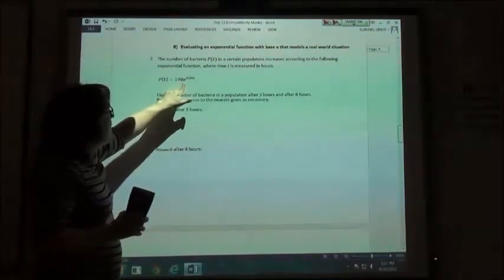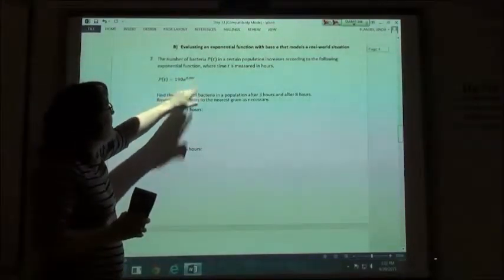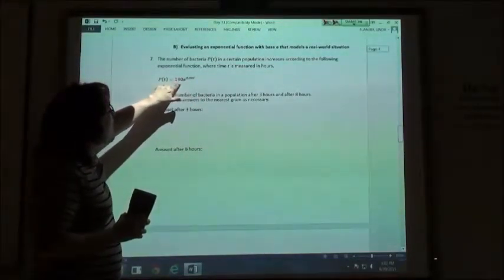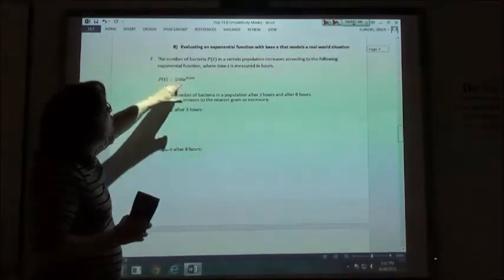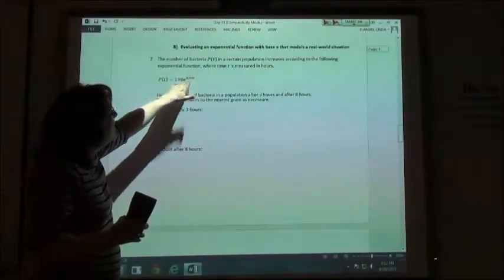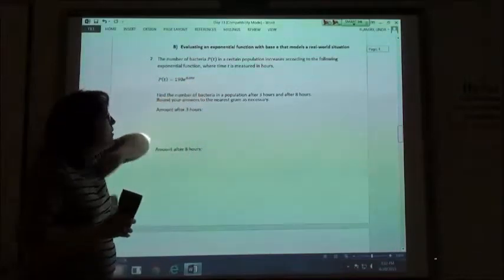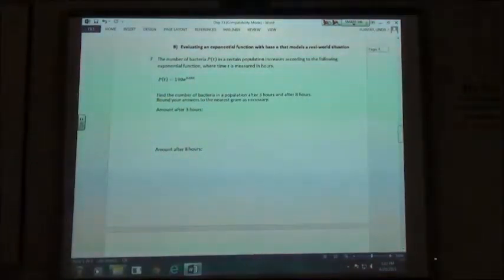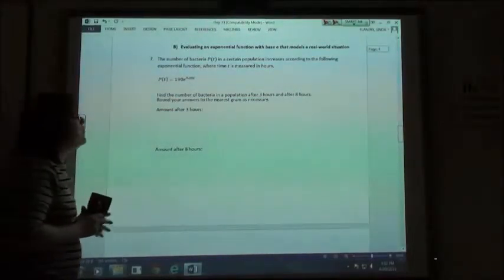190 E to the 8% T. So 190 is what they started with. It's an exponential growth problem. The 8 is 8% per year, or hour in this case, because I'm doing hours. And so I want to find the amount after 3 hours and after 8 hours.